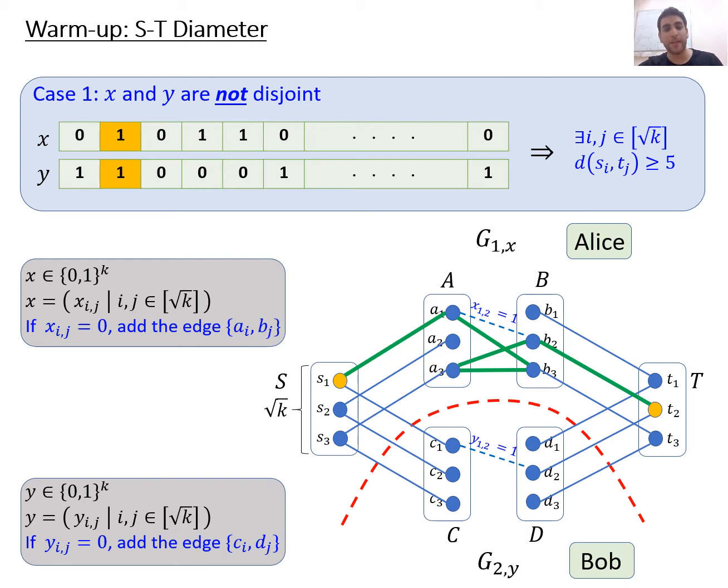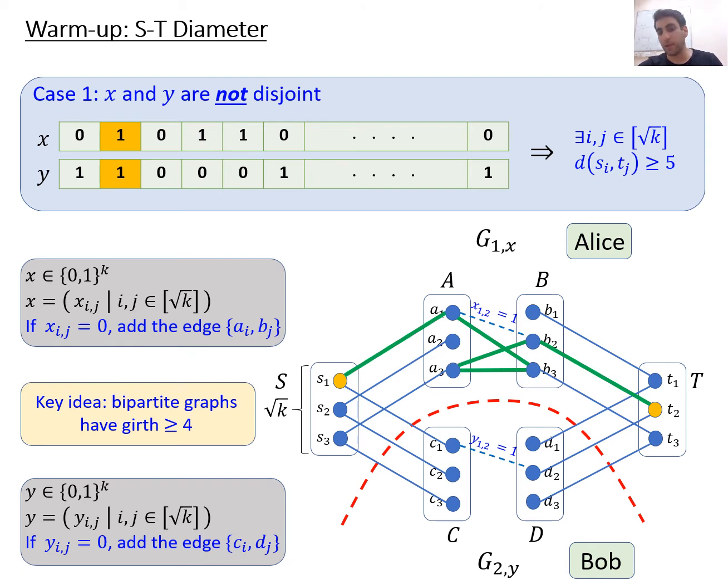And the key idea that we used here is that bipartite graphs have girth at least 4. So the girth of a graph is the length of the shortest cycle in it, and it's well known that bipartite graphs have girth at least 4. So here, because we had girth at least 4, we said that this shortcut edge must be replaced by a path of length at least 3.